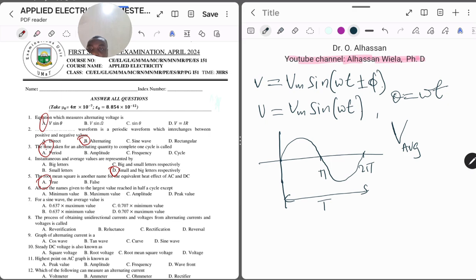Now moving to question 6. All are the names given to the largest value reached in half a cycle. So all these are to do with what? The largest value reached in half a cycle. You can see even with the diagram here, this is half a cycle. So this is half a cycle here.